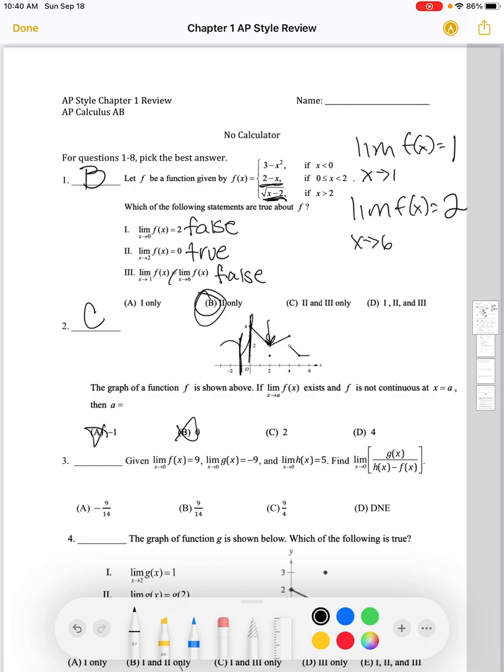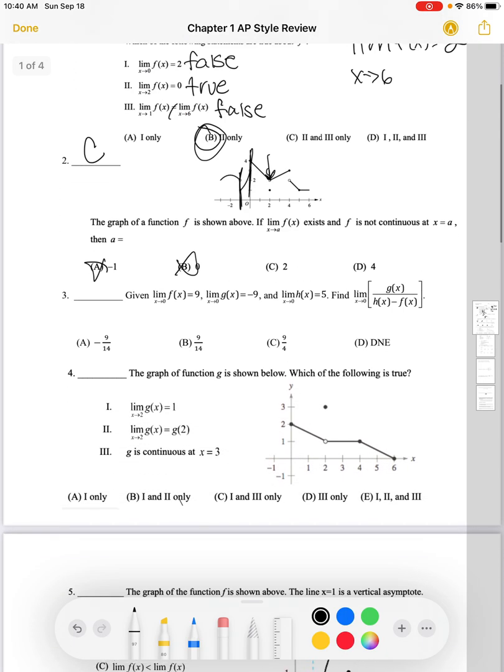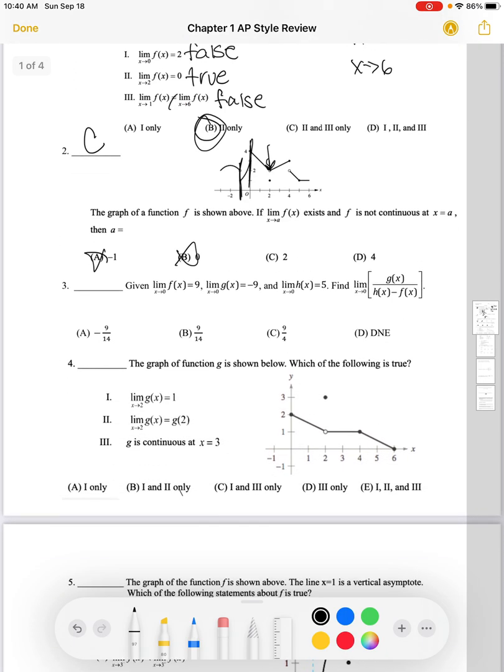All right, number 3 is looking at the properties of limits. Given that the limit as x approaches 0 of f of x equals 9, the limit as x approaches 0 of g of x equals -9, and then the limit as x approaches 0 of h of x is 5. Find the limit as x approaches 0 of g of x divided by h of x minus f of x. So what we're looking at here is to use the properties of limits so we can take each limit individually and then subtract them and divide them.